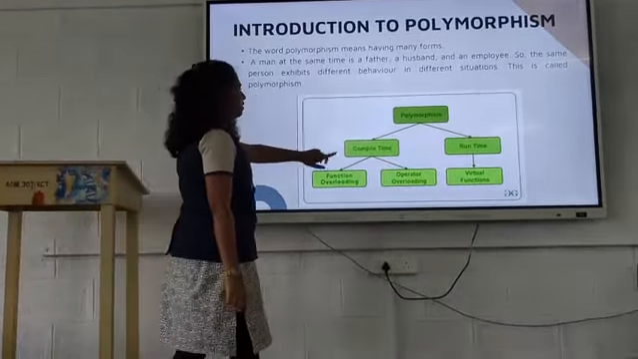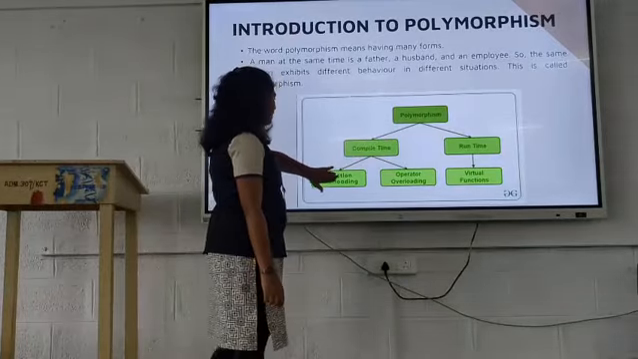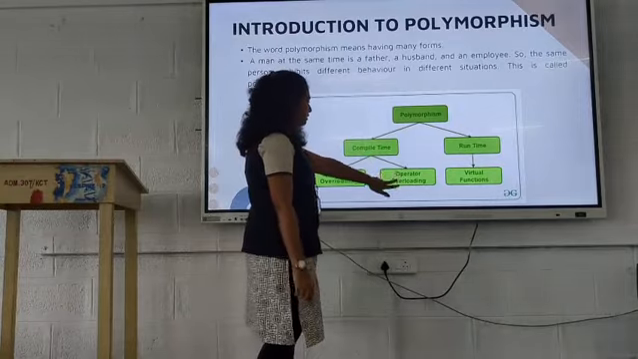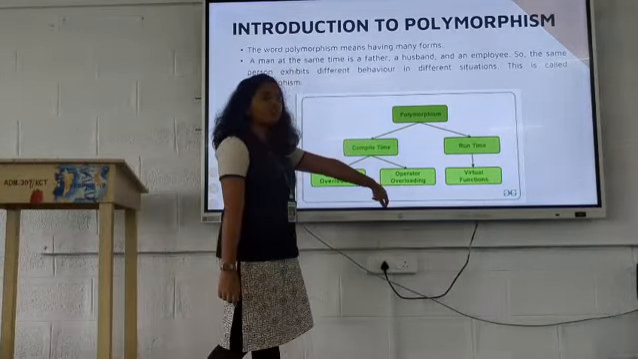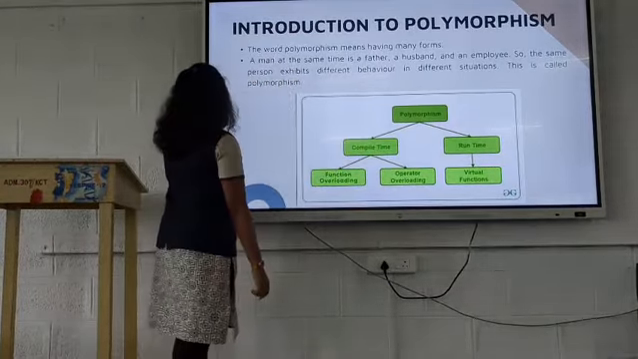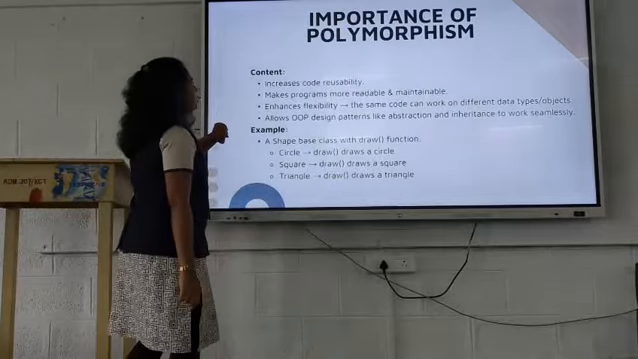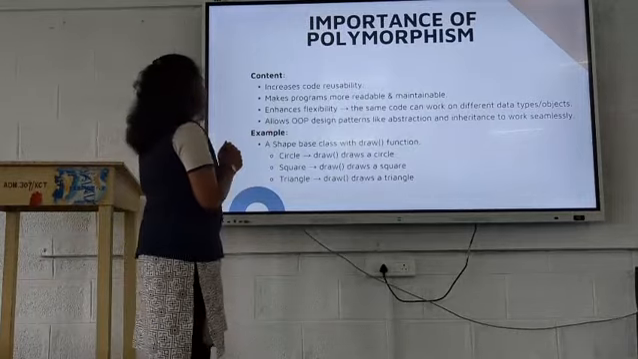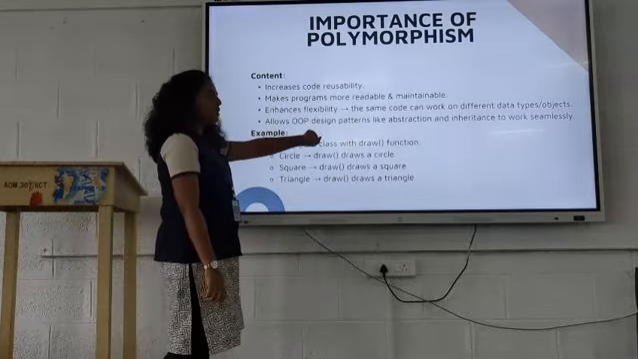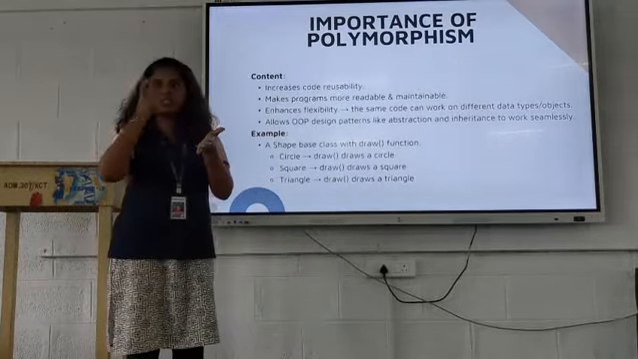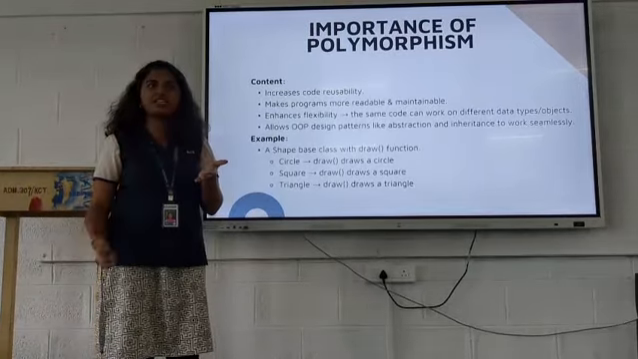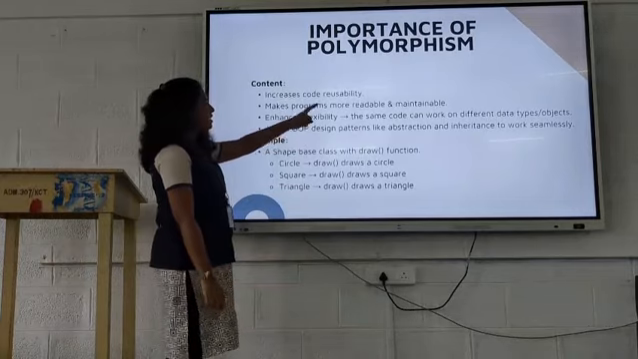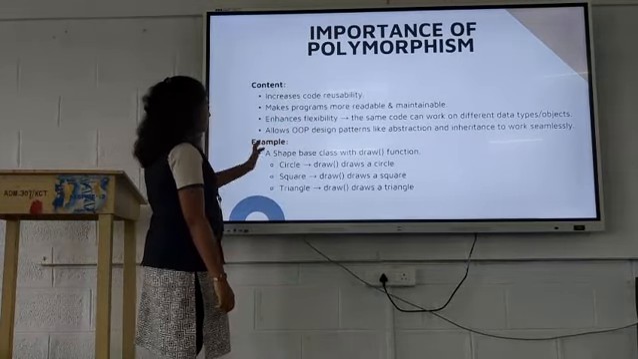The types of polymorphism are compile time and runtime. Under compile time we have function and operator overloading. And under operator overloading we have unary and binary. So the importance of polymorphism: all these were already taught, so I'll just go quickly. It increases code reusability, since it is the same syntax, like the same function which we use repeatedly. It enhances flexibility, and makes the code more readable and maintainable.